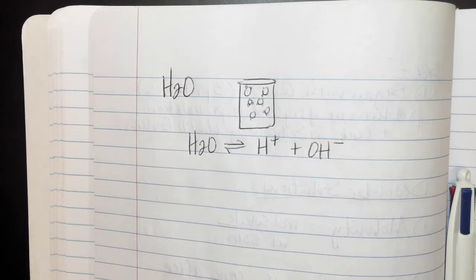So this concept, the fact that if you have a glass of water, you in fact do not have a glass of water. You have a glass that half of it is water and half of it is ions, and half of those ions are hydrogens and the other half are hydroxides. And they're colliding and breaking apart and colliding and breaking apart. And if your water is neutral, the concentration of hydrogens and the concentration of hydroxides are equal.